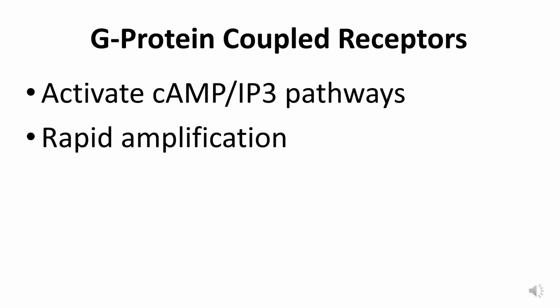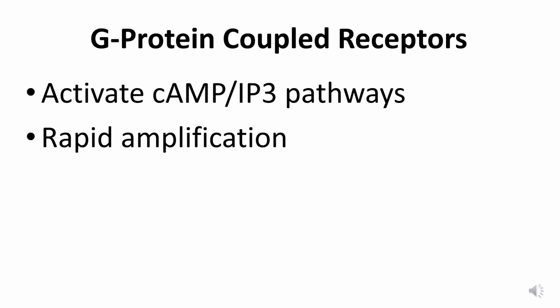The IP3 pathway works a little differently. It involves phospholipase C activation inside the membrane. This produces IP3 and DAG as second messengers. IP3 then stimulates calcium release from intracellular stores. Calcium acts like a powerful signaling molecule. It can trigger muscle contraction, secretion, and many metabolic processes.